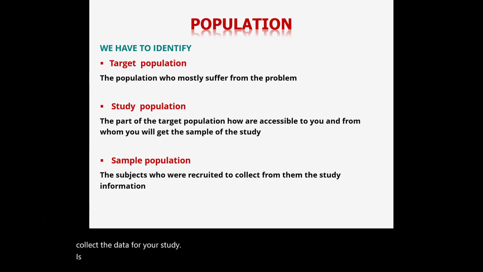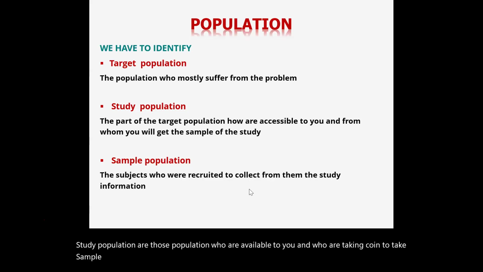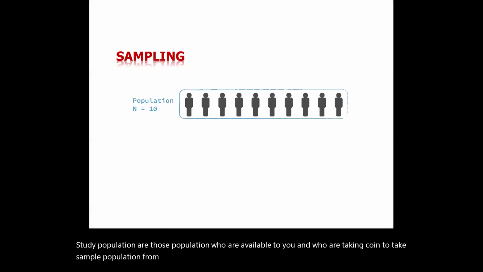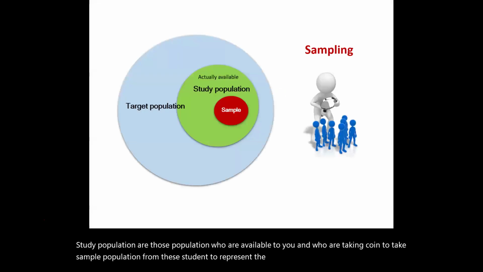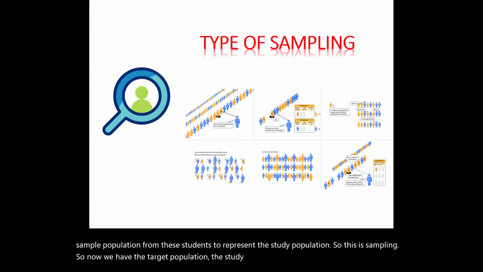Target population are the whole population who are having the same character, study population are those who are available to you, and you are going to take a sample population from these students to represent the study population. So this is sampling. So now we have the target population, the study population, and the sample population.